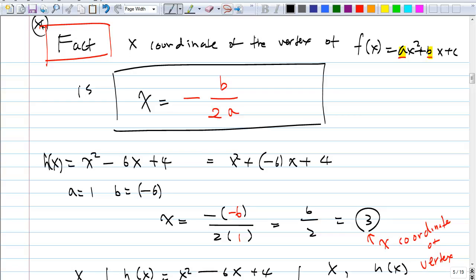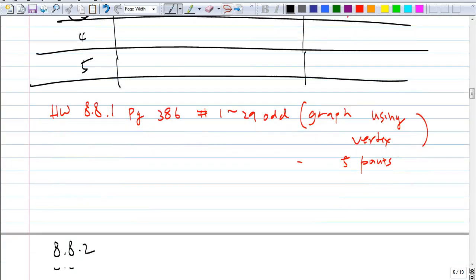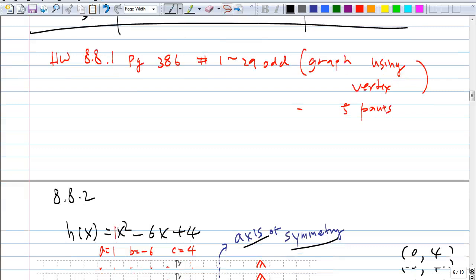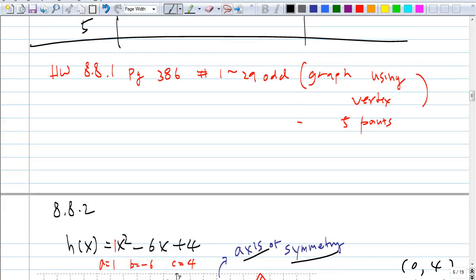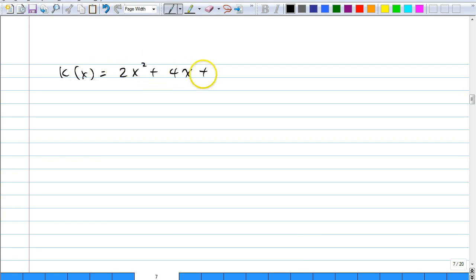Easy enough? So let's do an example. What if I ask you to graph this one? Let's call it k of x. K of x equals 2x squared plus 4x plus 3.